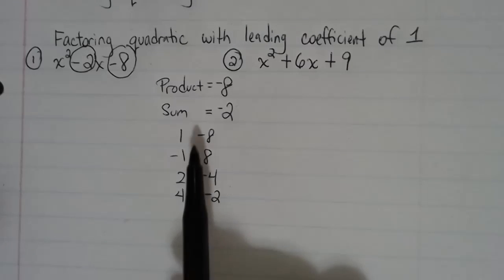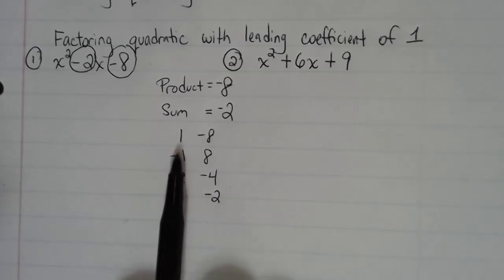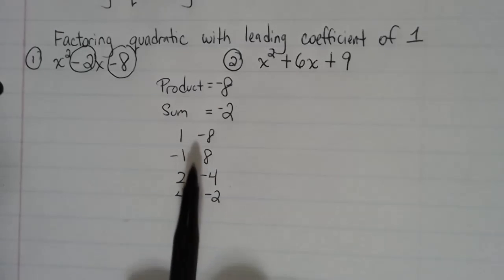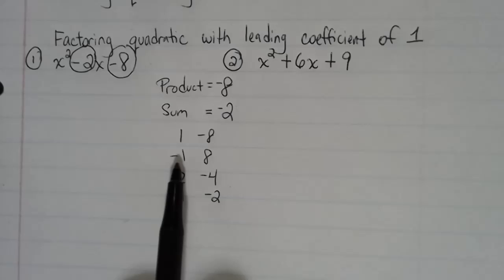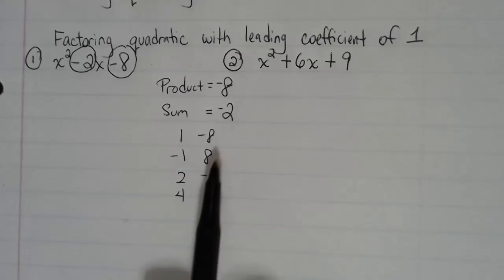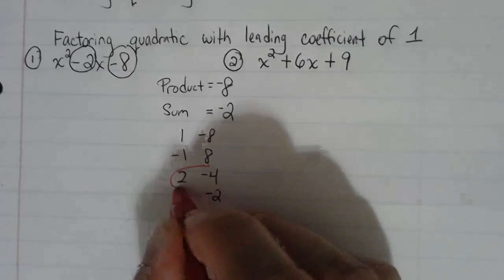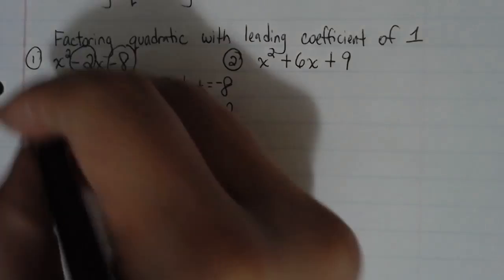Now, to figure out which of these pairs is the correct one, we need to check which of those pairs add up to negative 2, the result which is the sum. 1 plus negative 8 is negative 7, so that is not the right one. Negative 1 plus 8 is positive 7, so that is not the correct one either. 2 plus negative 4 is negative 2, and that is why we are going to choose this particular pair of numbers. And this one is pretty easy once we have figured that out.